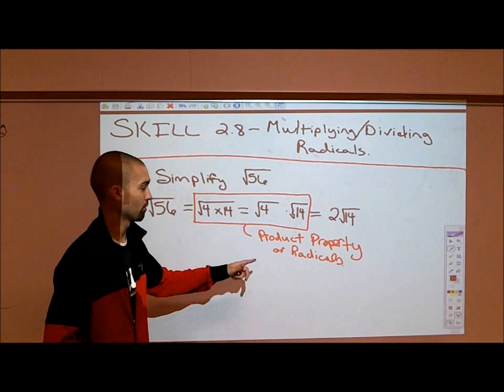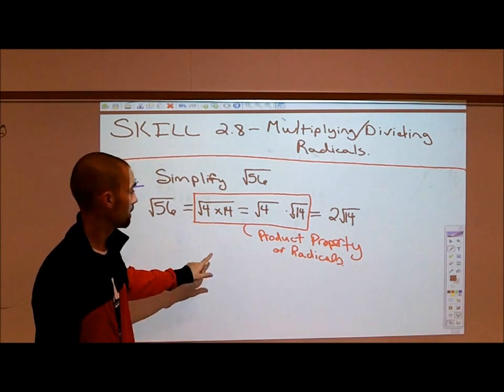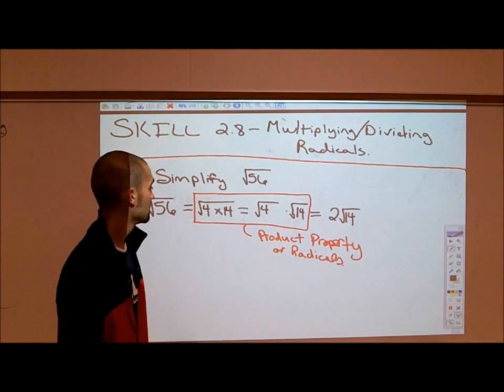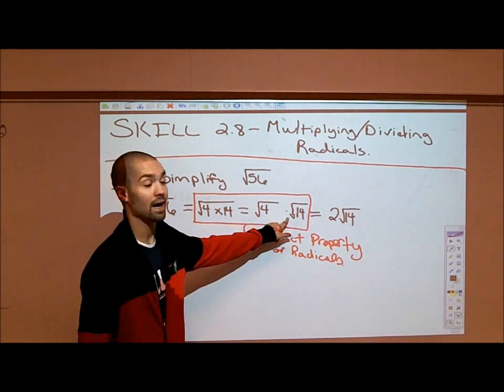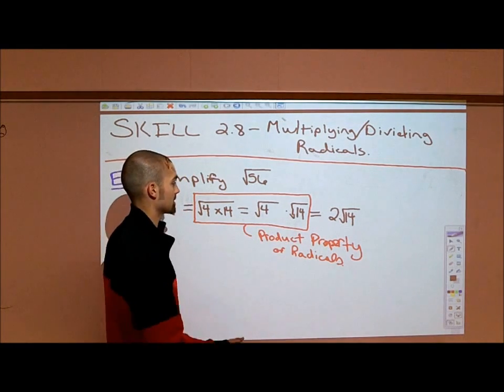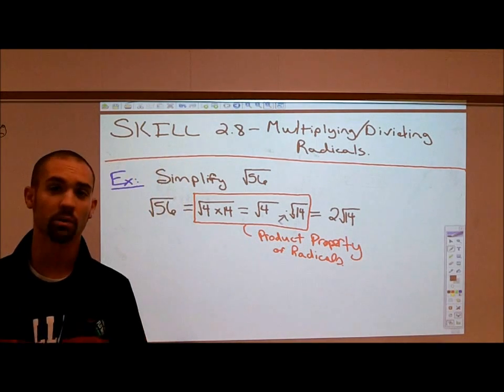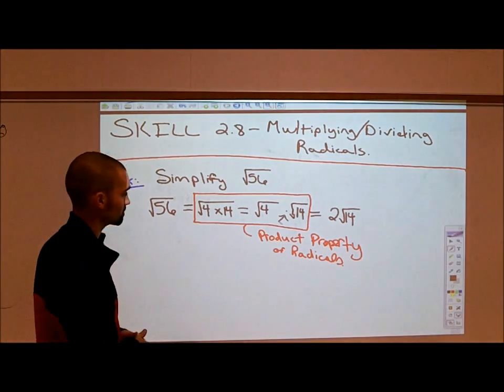Well, thanks to the product property of radicals, we can take this one radical and break it into 2. So that's the square root of 4 times the square root of 14. This guy right here is huge. Now we'll be talking about that in a little bit.